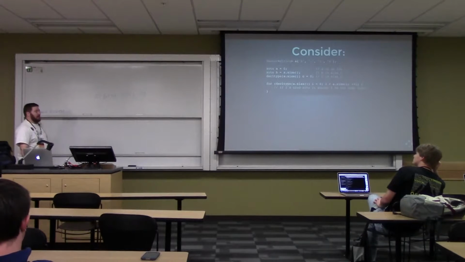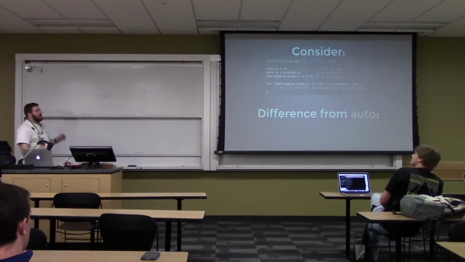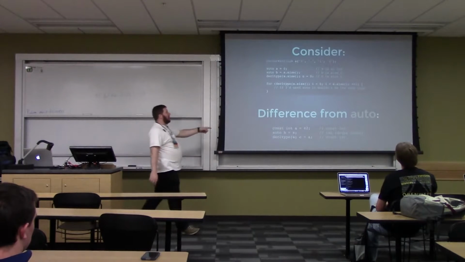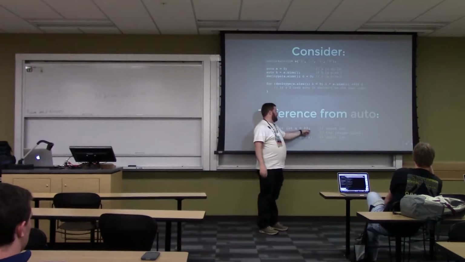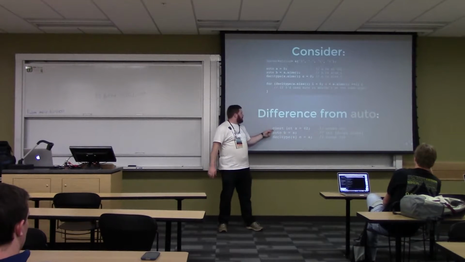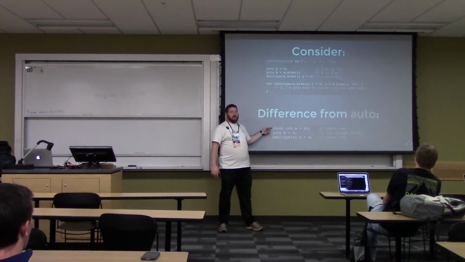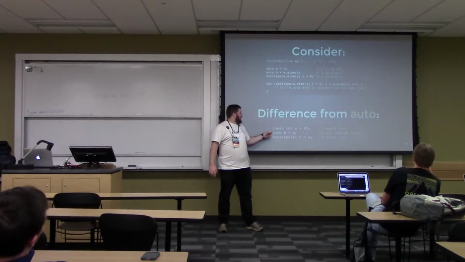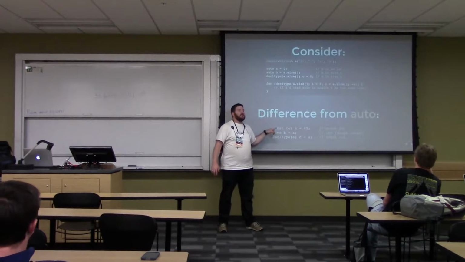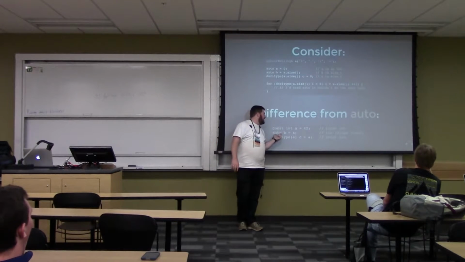So it's a compile time thing. There are also some differences from auto in some cases. So if you have a const int a equals 42, and you say auto b equals a, well, a was defined as being const. But in this case, there's no reason that it knows that b needs to be a const. It's not going to assign b to the exact same type as this.